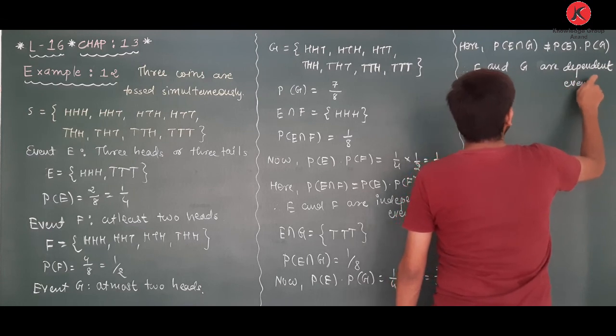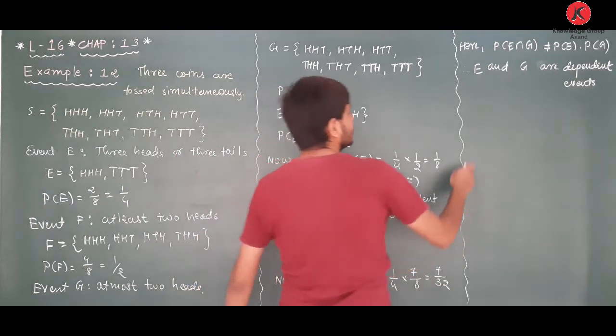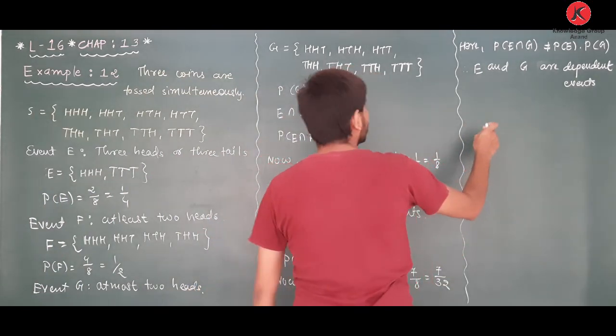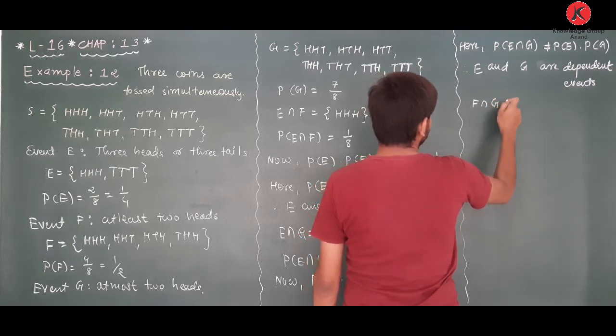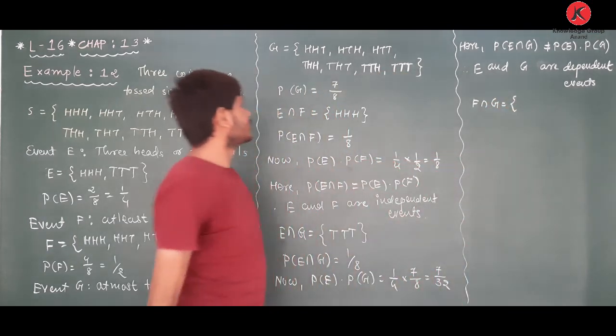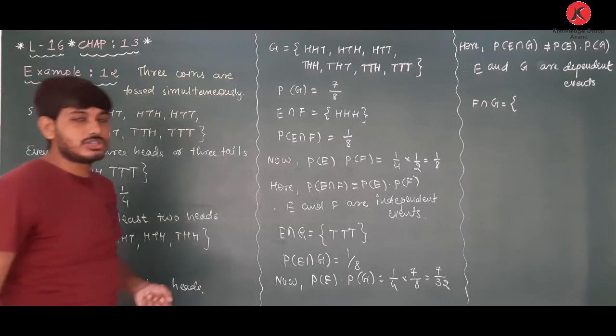Independent now, that means they are dependent events. Okay. Next, the calculation for F and G. Calculate the F intersection G. G is here, F is here. Therefore, we are getting the elements HHT, HTH and THH.